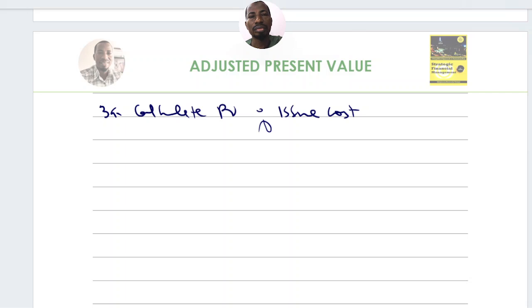2, regulatory fee, the fee paid to the Security and Exchange Commission, that's regulatory fee or registration fee. 3, professional fees like auditor's fee, legal fees. Then you have investment banking fee. These are the examples of issue costs.